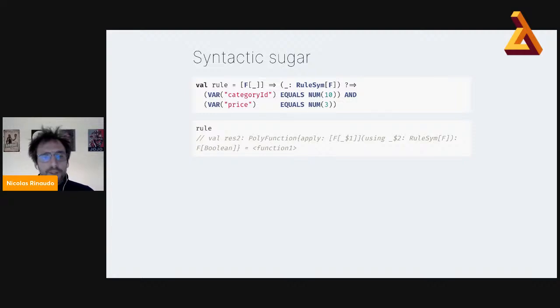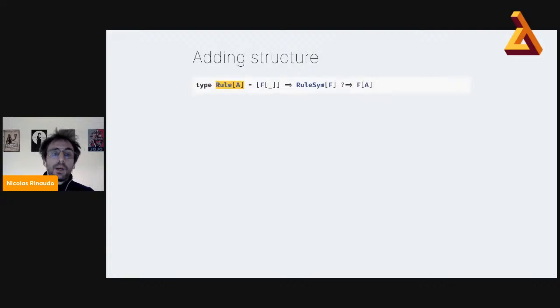But so this is a horrible type, polyfunction of blah. We're not going to use that. We're going to call that Rule, because we're not very creative with names. And the Rule of A is exactly what we just defined, a polymorphic function, which, given a type constructor F, and a RuleSim for that F, returns an F of A. Let's put some concrete types on that, because this is all very abstract here.